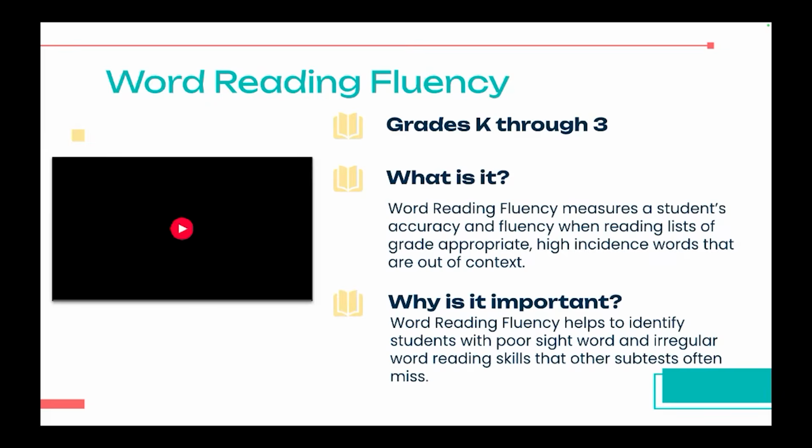All right. Next subtest, word reading fluency. Well, this is another one that is administered in kindergarten through grade 3. It's also a 1-minute measure, and in this subtest, students accurately and fluently read lists of grade-appropriate, high incidence or high frequency words that are out of context. So word reading fluency helps teachers identify students with poor sight word and irregular word reading skills that other subtests often miss.